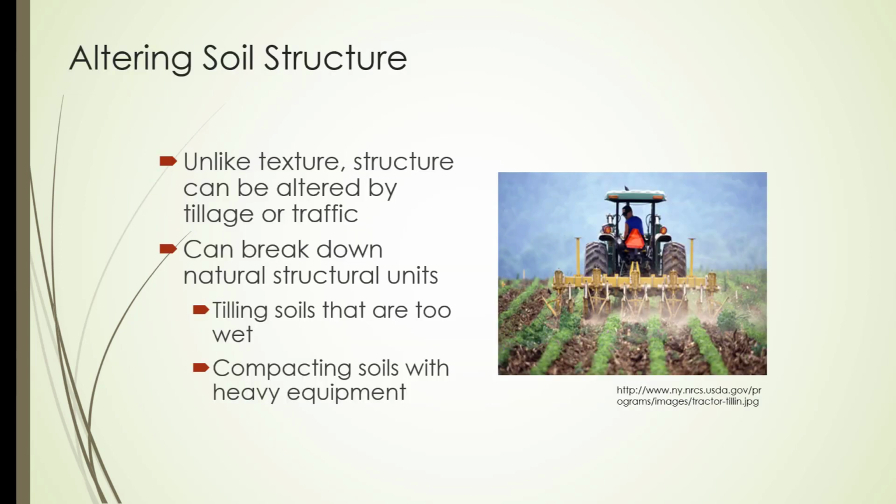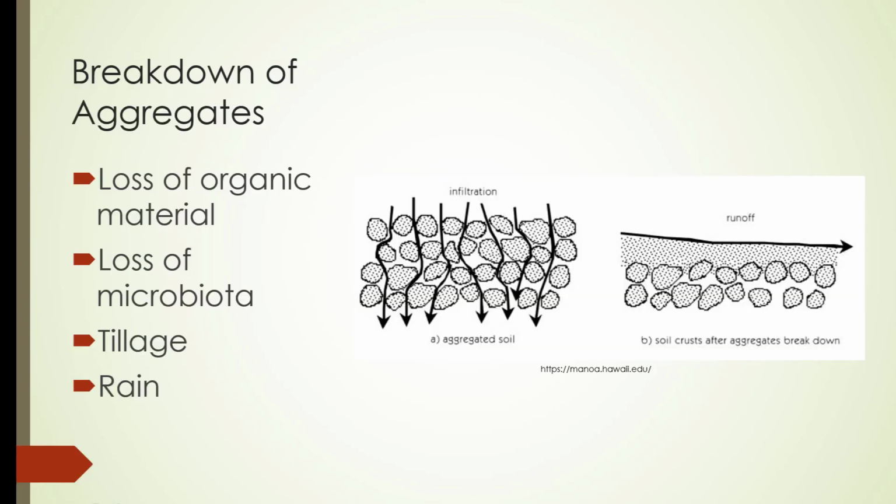Altering soil structure, unlike texture, you can alter the structure by tillage or traffic. This breaks down your natural structural units, and this can happen when you're tilling soil that is too wet, or you're compacting soil with heavy equipment. Breakdown of aggregates occurs when you have a loss of organic material. That is usually associated with the loss of microbiota. Tillage and rain can also cause this.